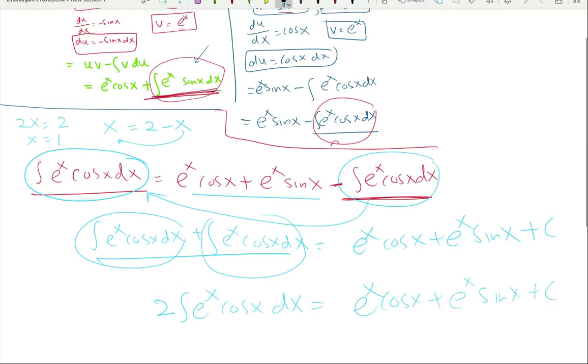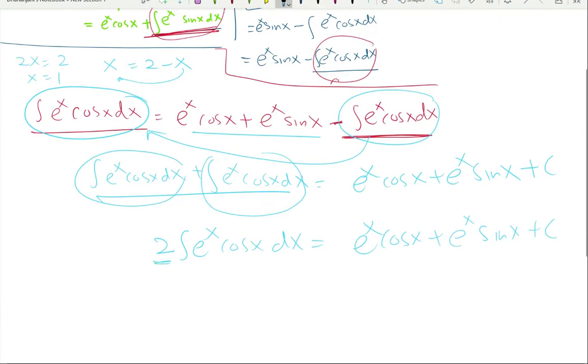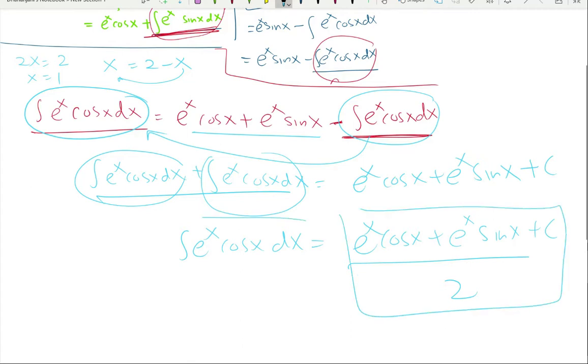Now do you see how we get the answer? Well, let's divide by 2. Why 2? Let's take this 2 to the other side. If you divide by 2, this is the solution for the integral that we started with, because on the right hand side you don't have any integrals. That's the trick. This is a special type of category.